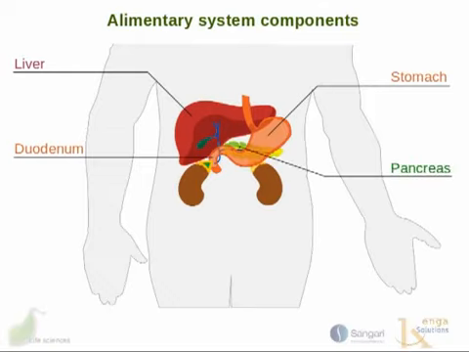The pancreas is involved in regulating metabolism, and aside from its endocrine function, it's also a digestive organ, secreting pancreatic juice containing digestive enzymes that assist the absorption of nutrients and digestion within the small intestine.